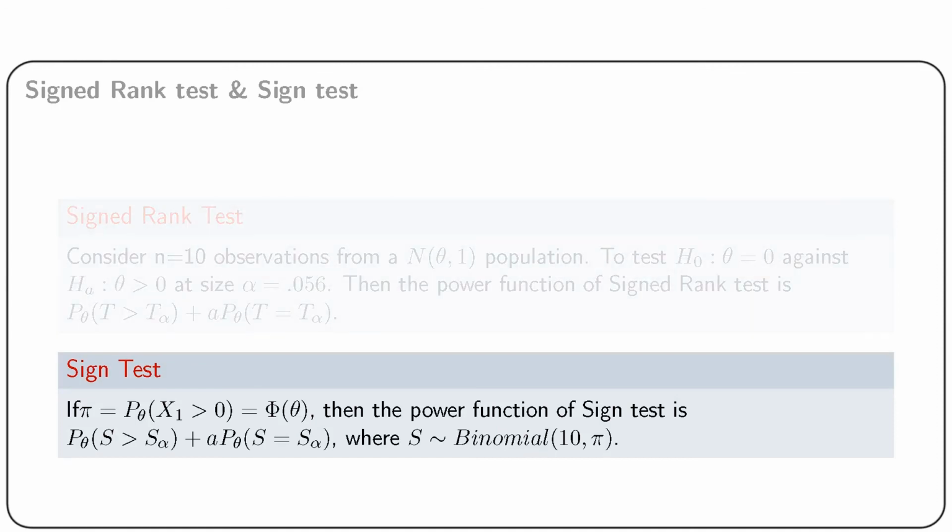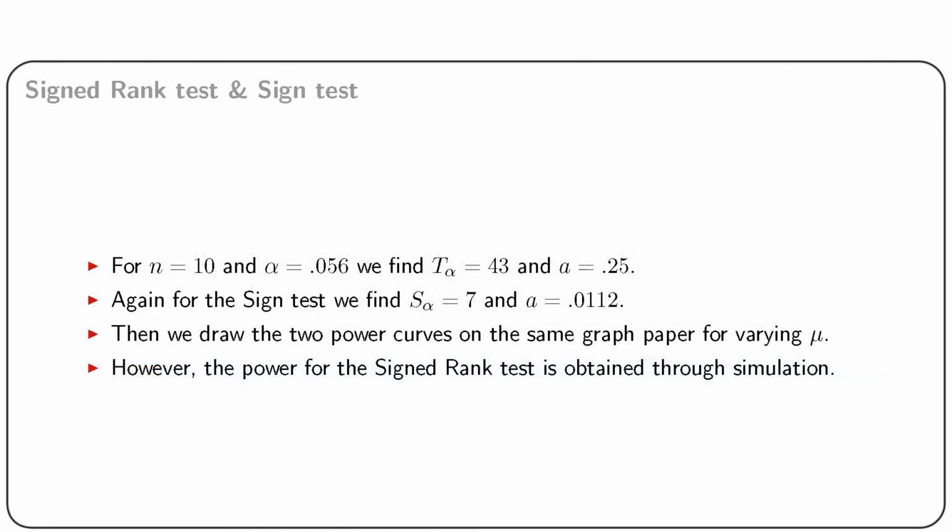Now consider the corresponding sign test. Define pi as the probability of X1 greater than 0 under theta, which is nothing but phi of theta. Then the power function of the sign test can be obtained using the fact that the sign test statistic S has a binomial distribution with parameters 10 and pi. Now, calculating the cutoffs, the power function of the sign test can be plotted. But the distribution of the sign rank statistic is not tractable even under the null hypothesis, and hence we use simulation to get the powers for different values of theta.